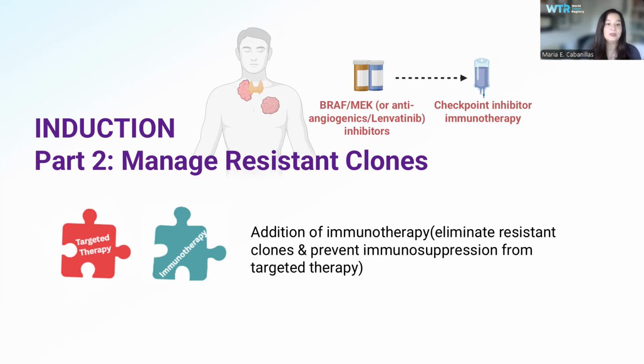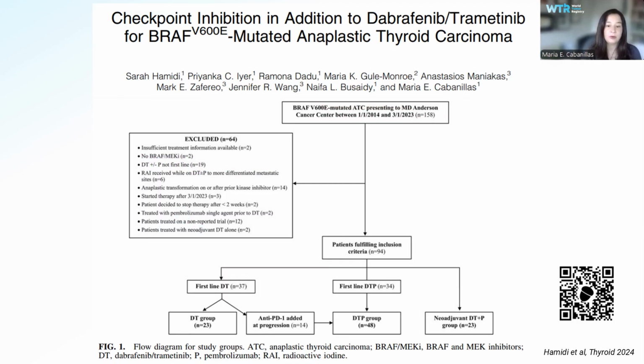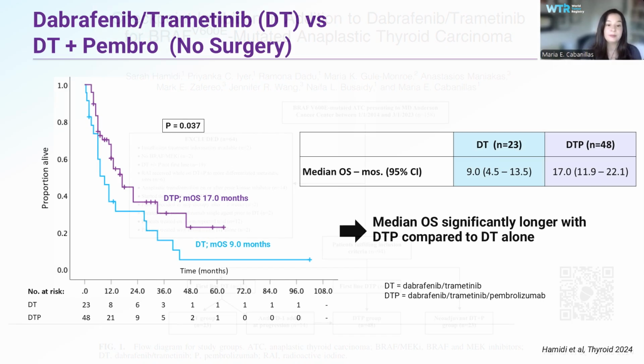Induction part 2 is the management of resistant clones, and we do this at our institution with immunotherapy. This is a retrospective study that we performed at our institution, and we looked at patients who were treated with just first-line dabrafenib versus first-line dabrafenib plus pembrolizumab. And we find that the patients who had the triplet therapy, the dabrafenib plus pembrolizumab, had a median overall survival of 17 months versus those who had only dabrafenib, with a median overall survival of 9 months. And this was statistically significant.